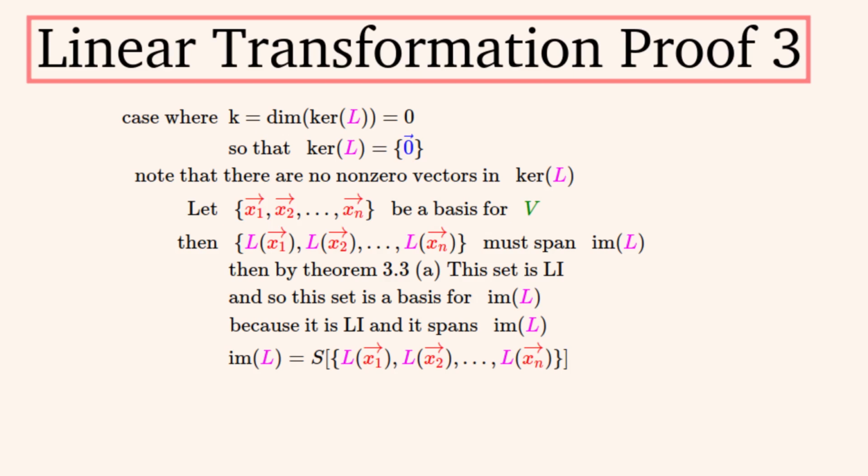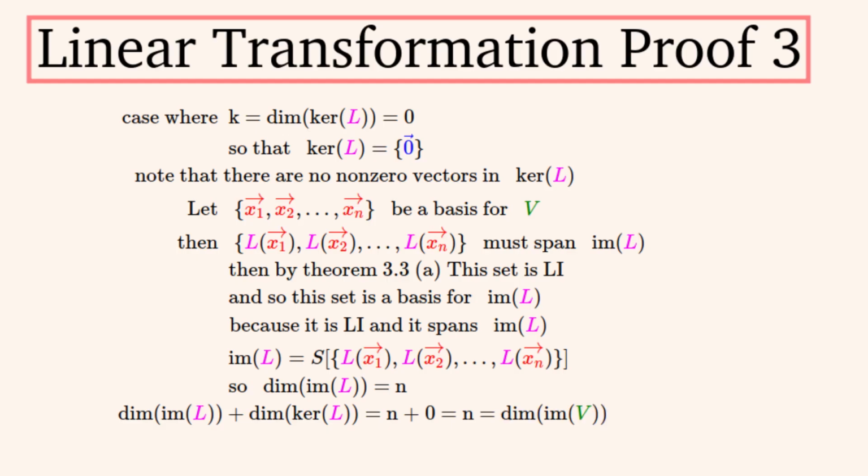We can write out here in math notation that this set spans the image of L. And because there are n vectors in this basis set, then the dimension is equal to the number of vectors that it contains. So now to invoke the equation that we're trying to prove. We'll substitute in and evaluate the values for these quantities that we found in this proof. And so we've proven this formula to be true for the case when k is equal to 0.